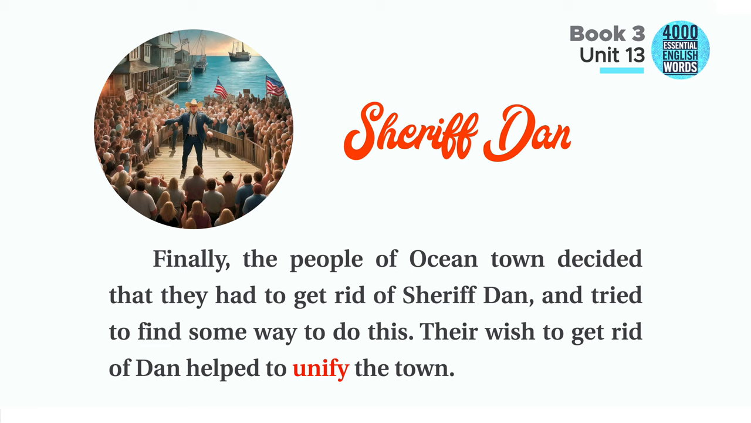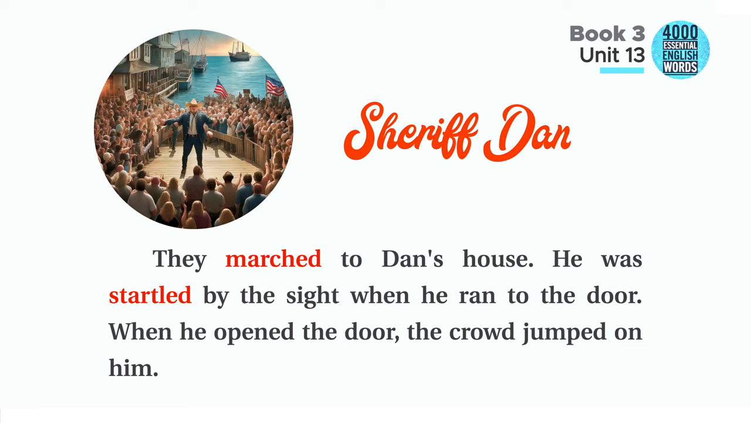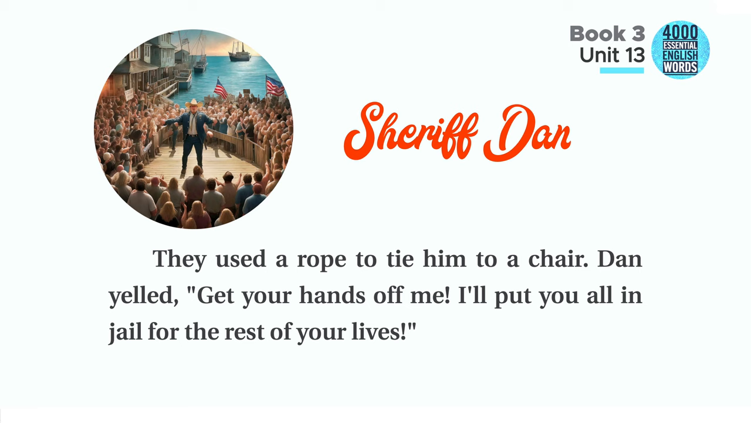Their wish to get rid of Dan helped to unify the town. They marched to Dan's house. He was startled by the sight when he ran to the door. When he opened the door, the crowd jumped on him. They used a rope to tie him to a chair. Dan yelled, "Get your hands off me! I'll put you all in jail for the rest of your lives!"